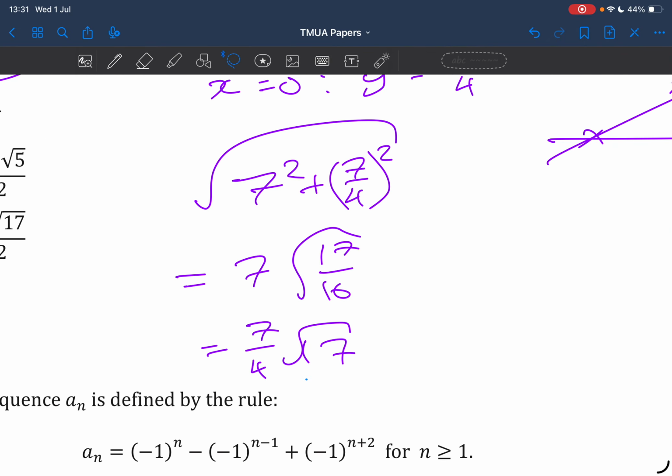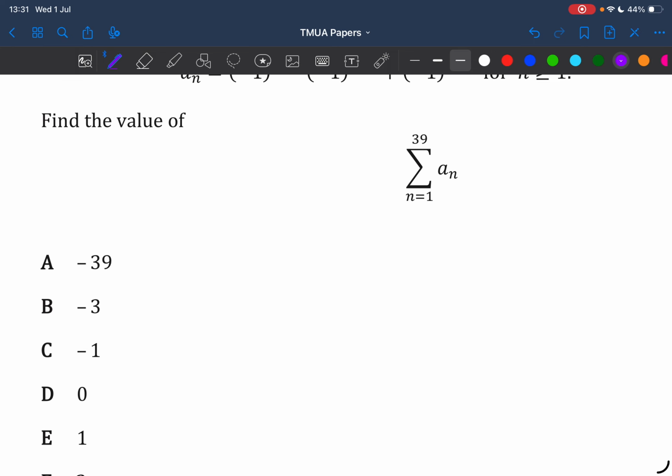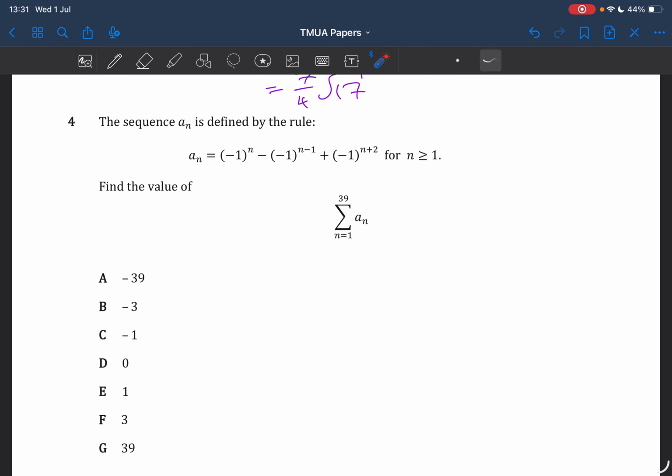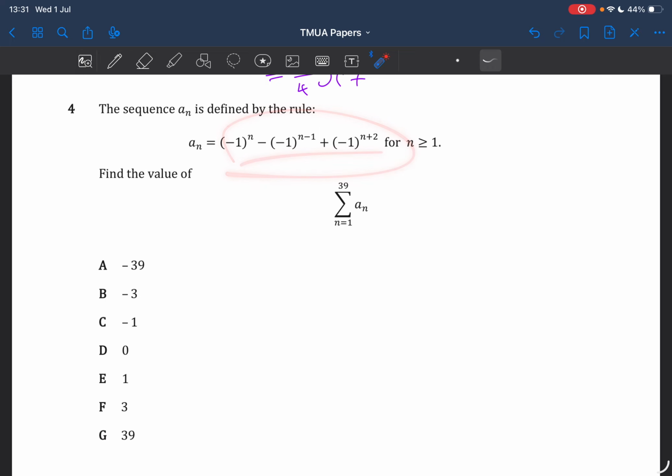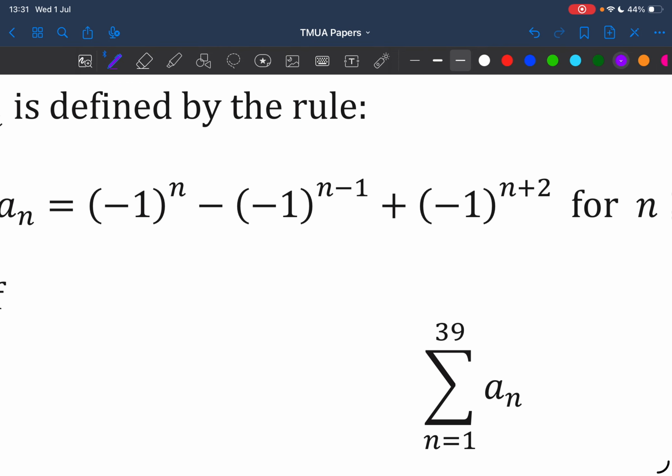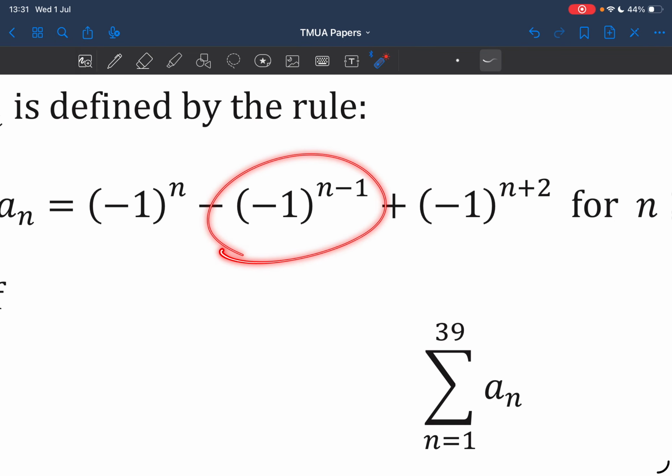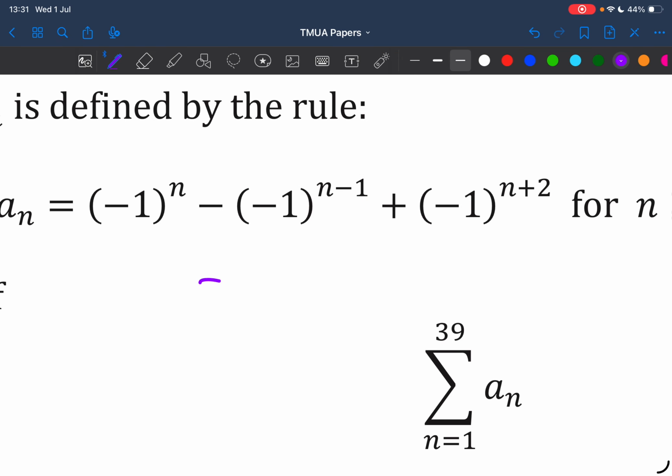Let's just make that 17 more 17-ish. Got some sequence now, doing some horribly ugly things, but it's less scary than it looks. So let's just work out what's actually going to go on. This power, n to the minus 1, we could rewrite that as minus 1 to the power of n, and then over minus 1. So that will cancel, that will cancel.